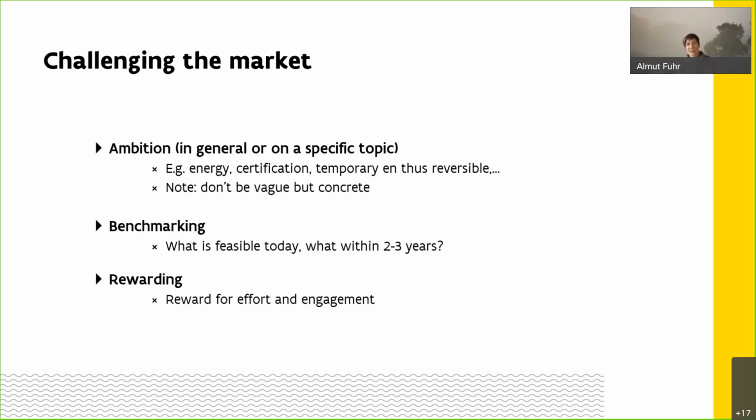How do you do that? It's always good to do some benchmarking: what is possible today, what is feasible, but also within a couple of years, because a building takes quite a while to realize. So have a look abroad and to the future and get an idea what might be feasible within a couple of years. And of course, if you want to challenge the market, you have to reward effort and engagement.